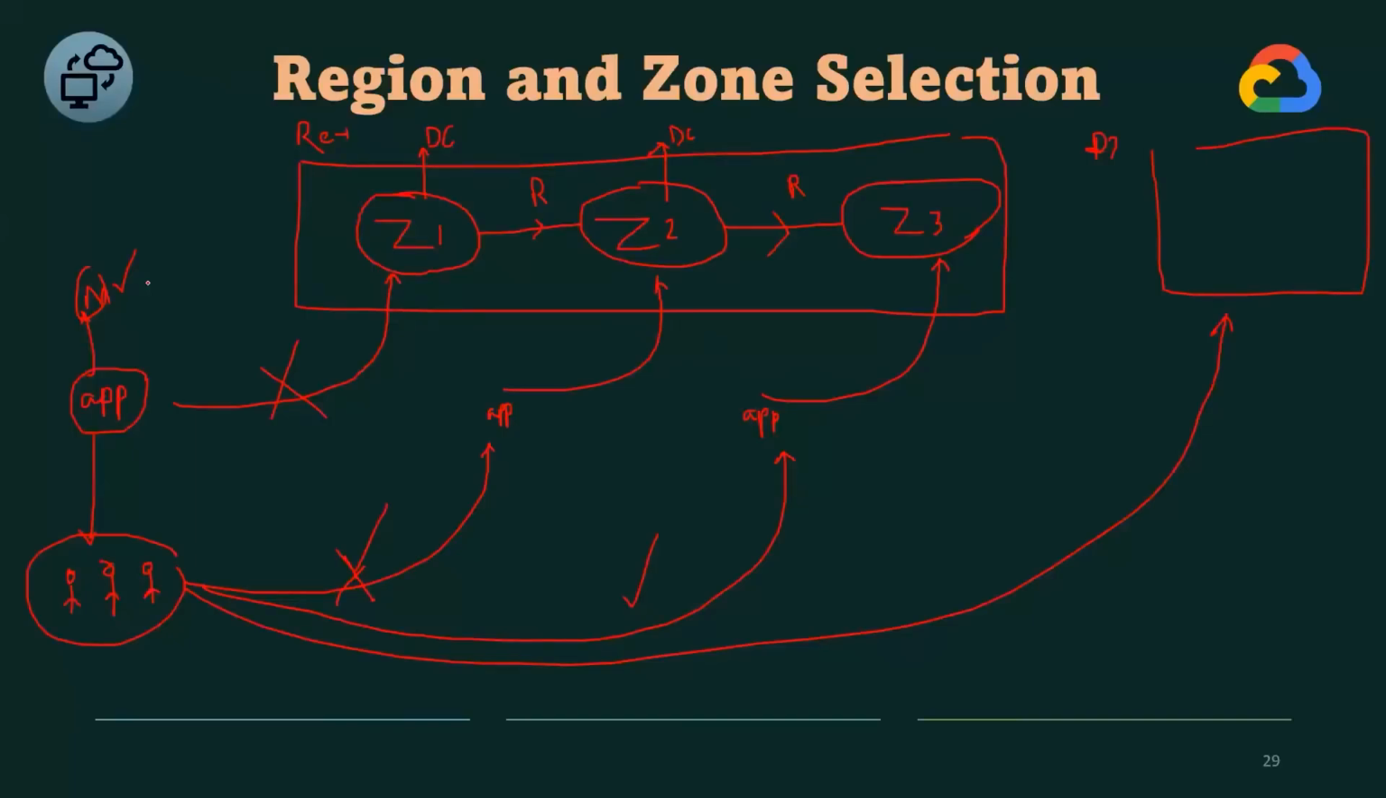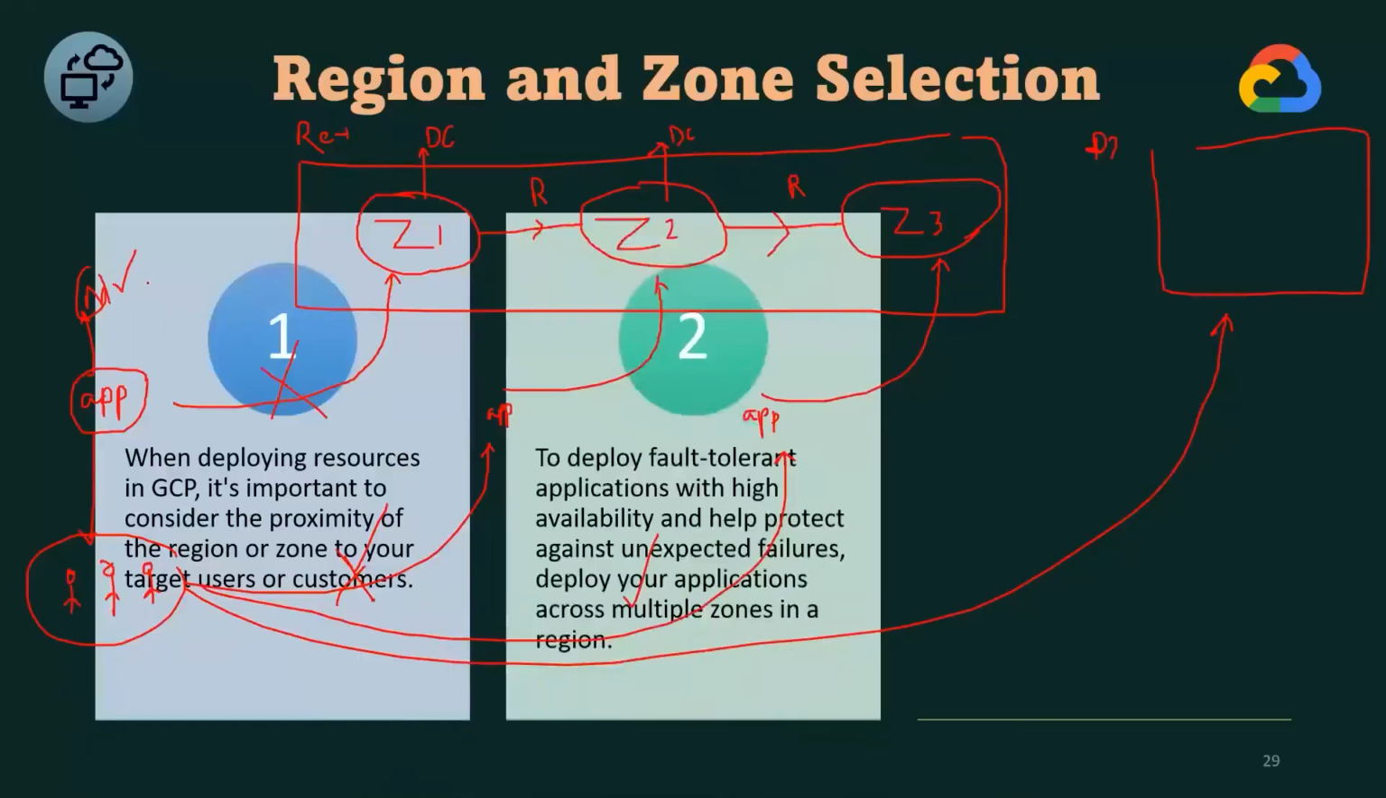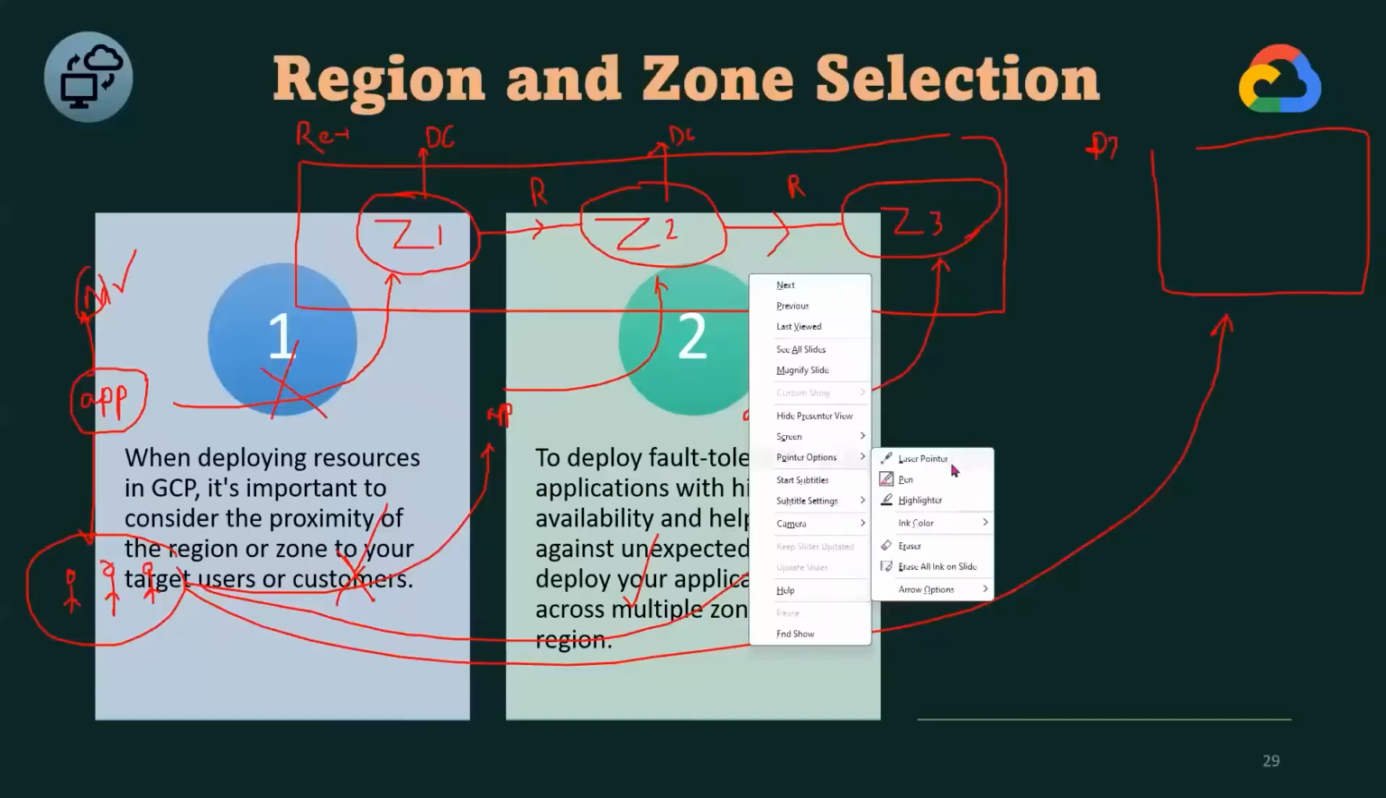What does our second point say? To deploy fault tolerant applications with high availability and help protect against unexpected failures, deploy your applications across multiple zones in a region. So we are trying to deploy your applications in multiple zones. This is what happens, guys. So this is our second point.